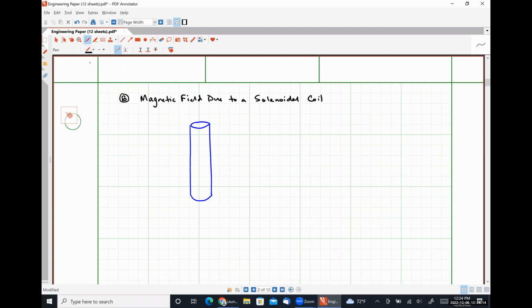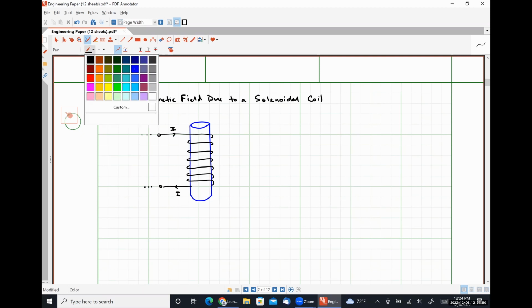I'm going to draw a solenoid. So here's my terminal for my wire, and I'm just going to wrap it around this cylindrical form numerous times like so. And let's say that my current I is flowing in at this terminal and flowing out at this terminal.